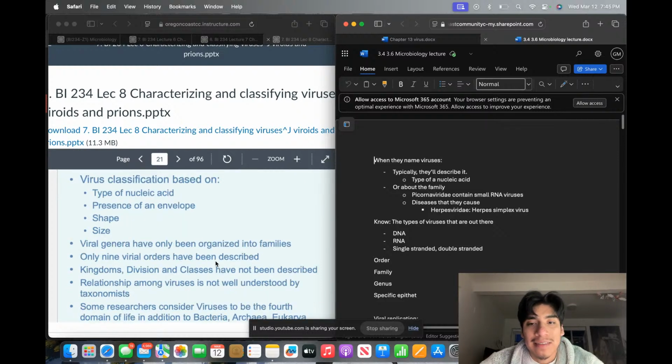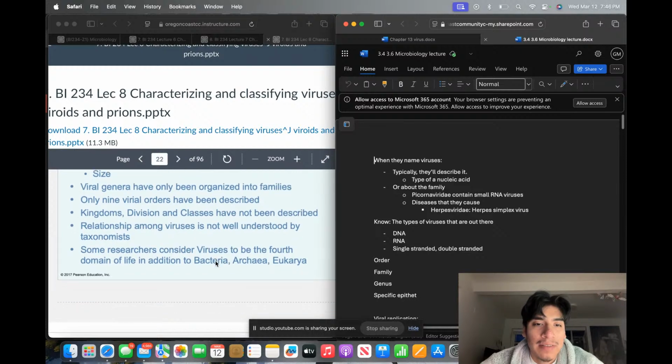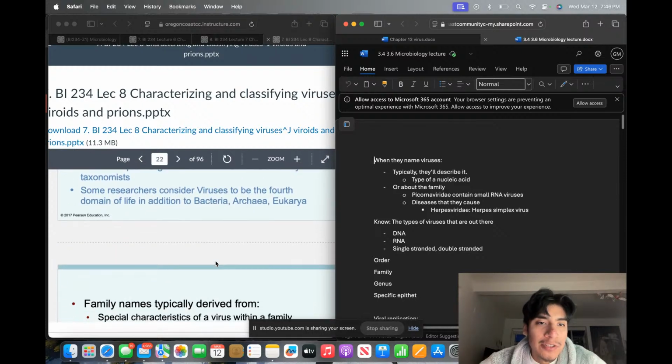So type of nucleic acid is, again, RNA or DNA, single-stranded or double-stranded. Viral genera have only been organized into families. Only 9 viral orders have been described. Kingdoms, divisions, and classes have not been described. And this is because not a lot is known about them, so the relationship among viruses is not well understood. Some researchers consider viruses to be the fourth domain of life. But this is the day we had the huge debate about whether viruses were alive or not.